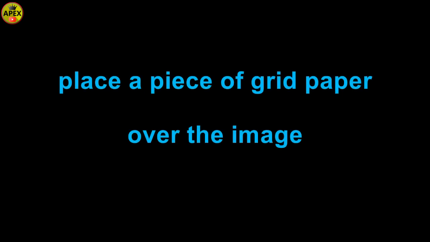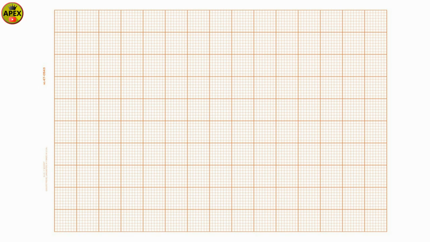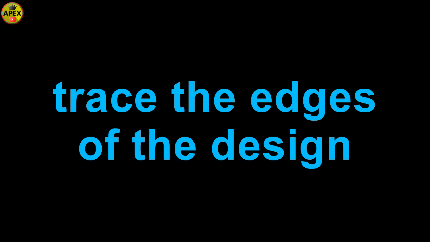Place a piece of grid paper over the image. Grid paper is perfect for creating a cross-stitch pattern. Take a piece of grid paper that is large enough to completely cover the image and lay it over the image. Center the design under the grid paper so that it will be about the same distance from each of the edges.